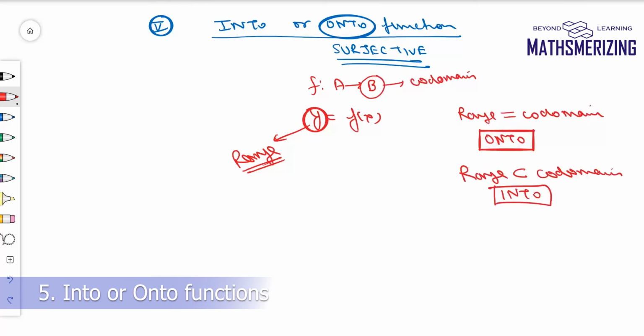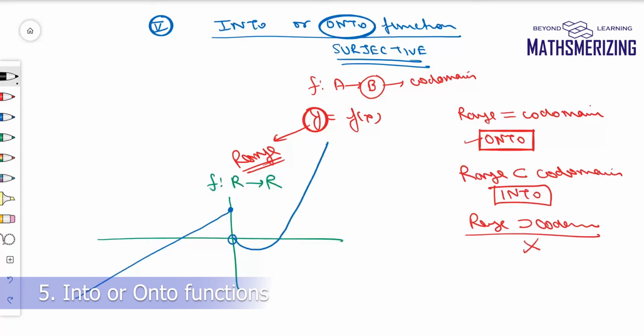If the range is equal to codomain, then the function is an onto function. If range is unequal to codomain, or if range is a subset of codomain, then basically it is an into function. If range is a superset of codomain, then it is not a function. Now say for example, I need to say whether this function is into function or an onto function. So basically this graph takes up all the values from -infinity to +infinity. So range of this function is y belongs to R, all real numbers.